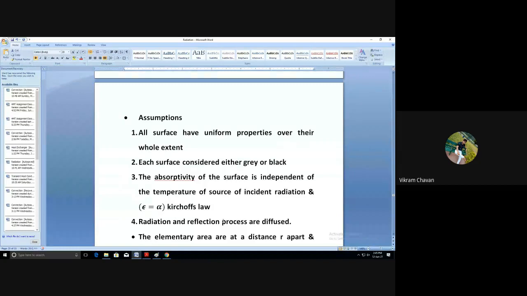Third one, the absorbivity of the surface is independent of the temperature of source.